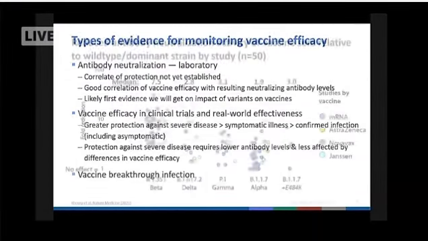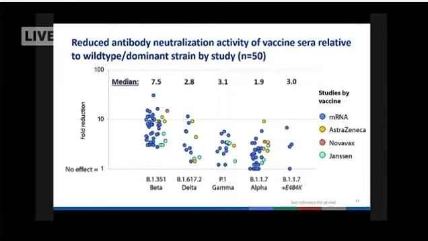Next slide. We conduct a review of available studies on vaccines authorized or intending to be authorized in the U.S.